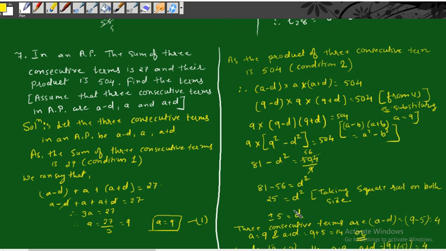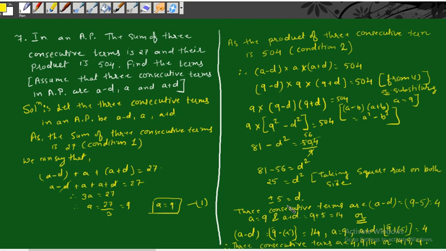So first consider d as plus 5. So the three consecutive terms are a minus d, that is 9 minus 5, which is 4, the second term a, that is 9, and the third term a plus d, that is 9 plus 5, that is 14.